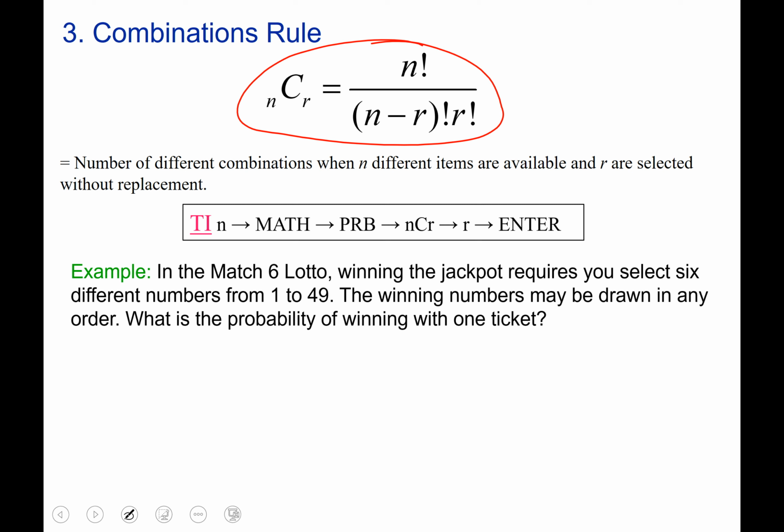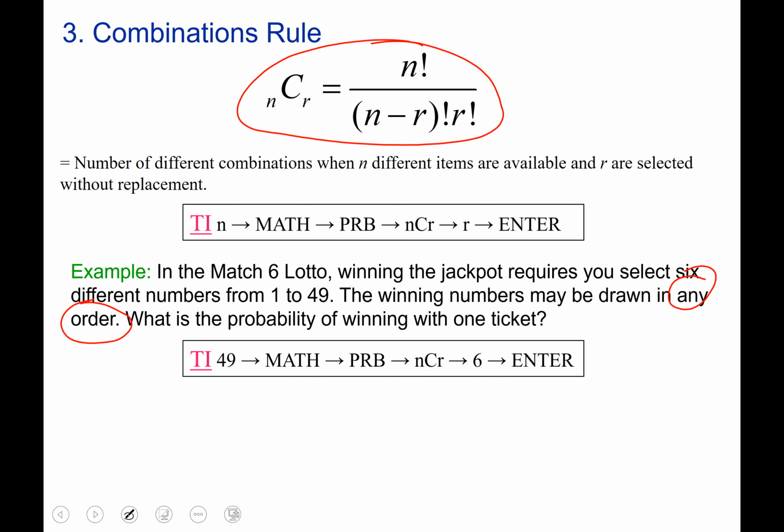Okay, here we go. In the Match 6 Lotto, winning the jackpot requires you select 6 different numbers from 1 to 49. The winning numbers may be drawn in any order. They're trying to help us out here. It does not matter the order, any order. So just how many combinations are there of these numbers from 1 to 49? And then we're asked, what is the probability of winning with 1 ticket?